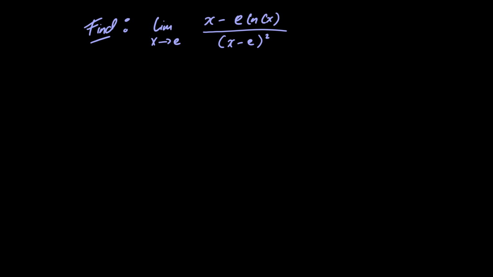Hi, in this video we're going to figure out what the limit is as x approaches e of (x minus e multiplied by the natural logarithm of x) divided by (x minus e) all squared.